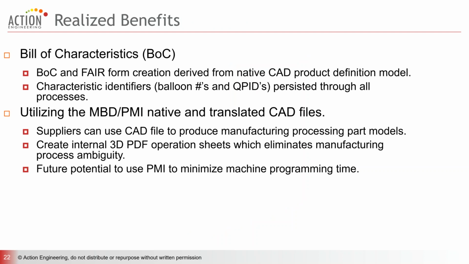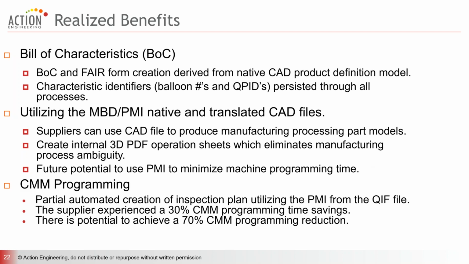They were able to create internal 3D PDF operation sheets. And so they actually created operation sheets of all of these in-process models, which removed a lot of manufacturing process ambiguity. And then, there is somewhat of a lag in the CAM software world to be able to leverage the machine readable annotations, but we do recognize there's some potential to utilize that in improving the machine programming time as well.